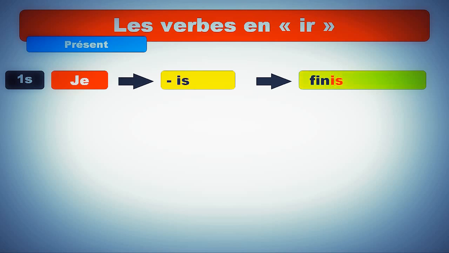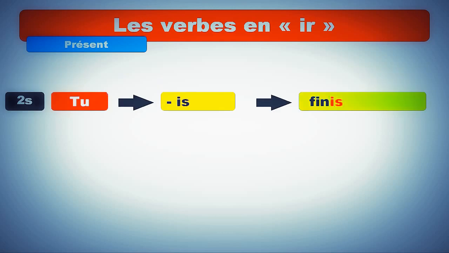So for our example with finir, you combine the first part that we get, fin, and then you add this ending, S, and you will get the form je finis. Repeat. Je finis. You see that this verb ends with an S, but you don't pronounce it. All right, so it's je finis.